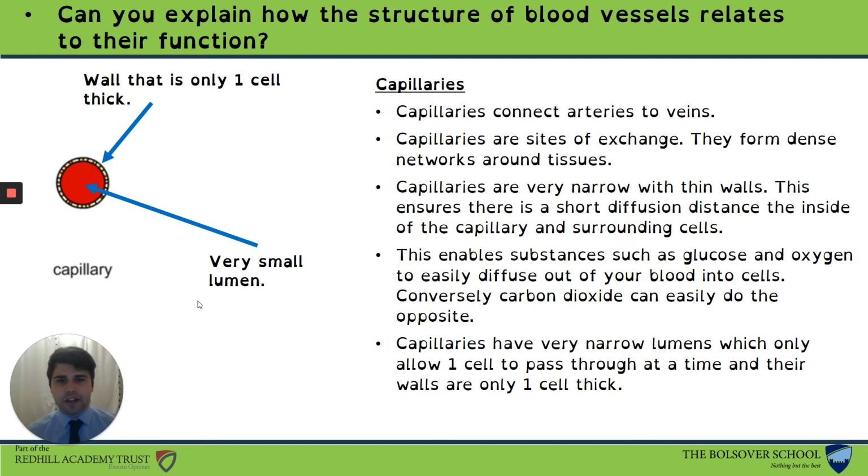And the reason why they're good at exchange is because they've got very narrow, thin walls, only 1 cell thick, which provides a very short diffusion distance. It's also worth mentioning as well that capillaries form extensive networks wherever exchange needs to happen. So there's usually lots and lots of capillaries all together. So the more capillaries there are, you've got a very large surface area then for diffusion to happen really quickly.